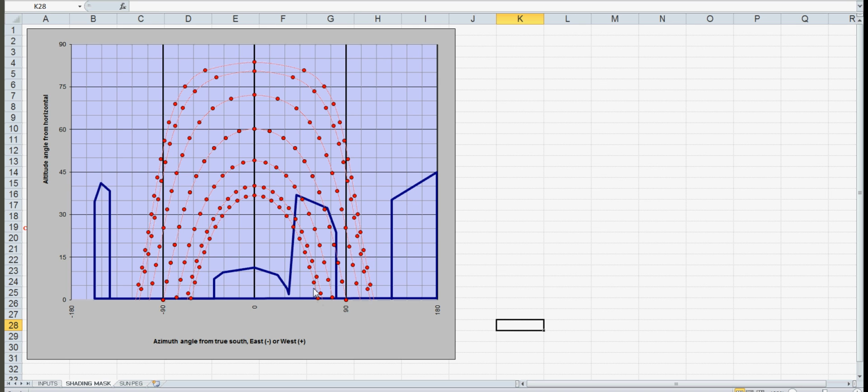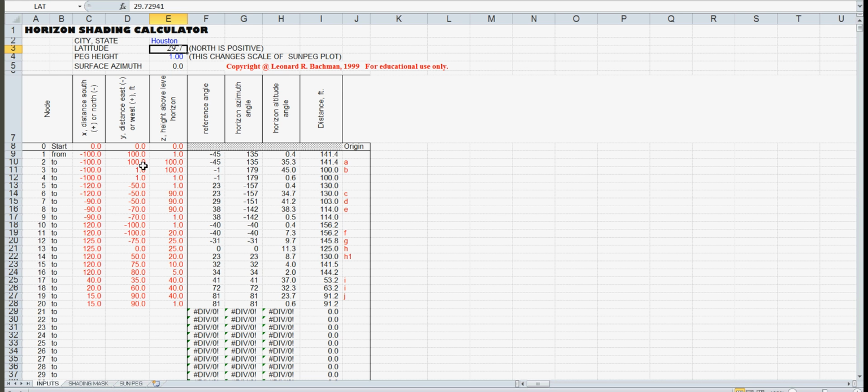So to enter the coordinates of all of these obstructions, we just want to do each corner, right? And we'll let the spreadsheet draw a straight line from point to point to point to point. We input those, input screen, by naming our city and the correct latitude. Don't worry about the Sunpeg height, that's another feature of this spreadsheet we'll discuss later. And we put ourselves at 0, 0, 0.